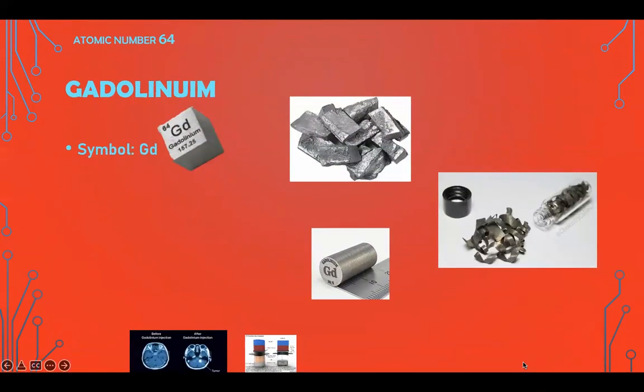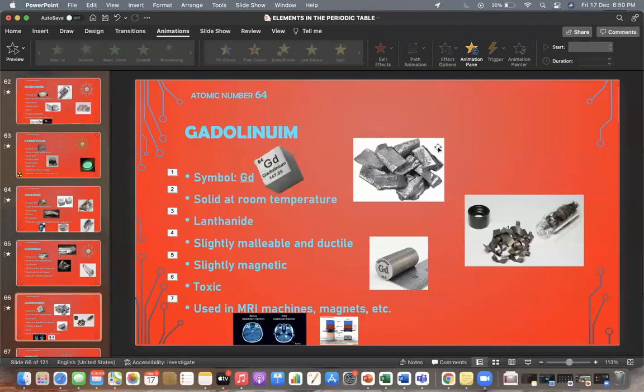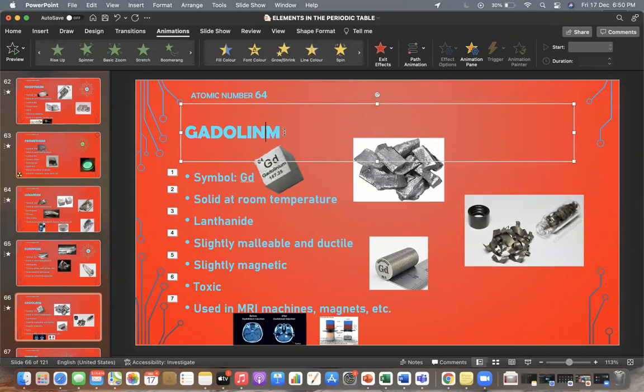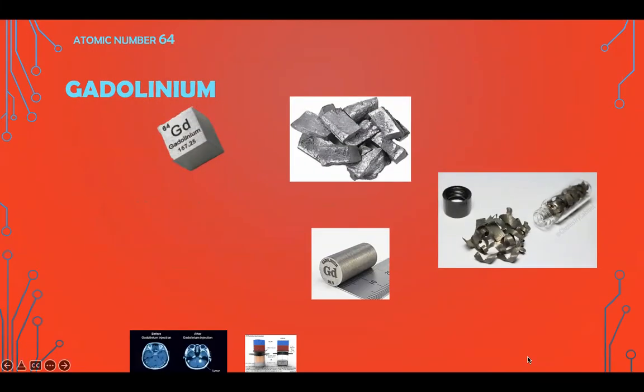Gadolinium. Gadolinium symbol is Gd. It's a solid at room temperature. It's a lanthanide. It has a slight ductility and malleability level. Gadolinium is slightly magnetic. Now we come to gadolinium.